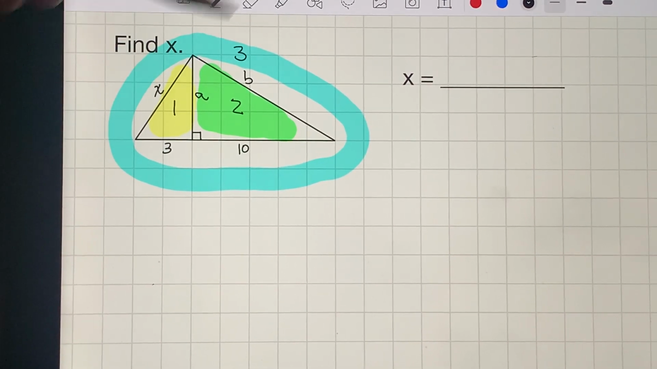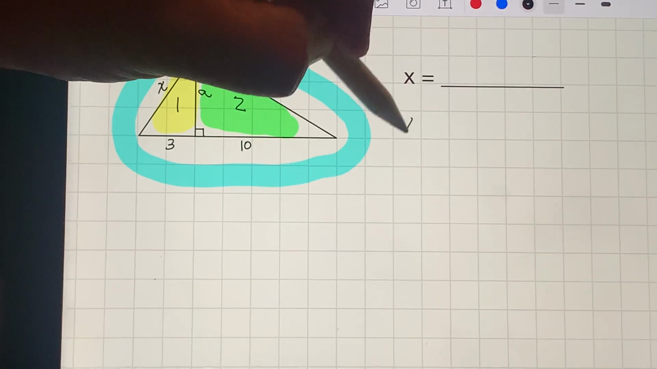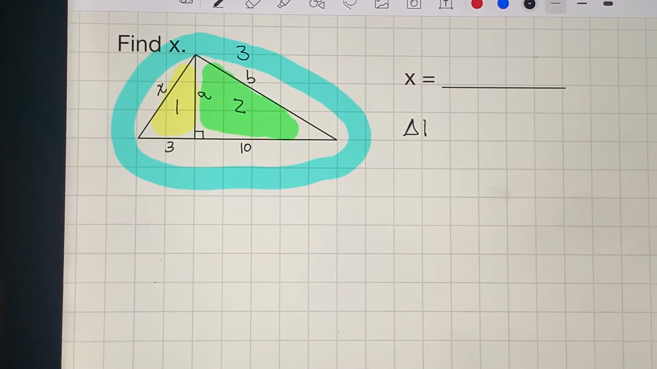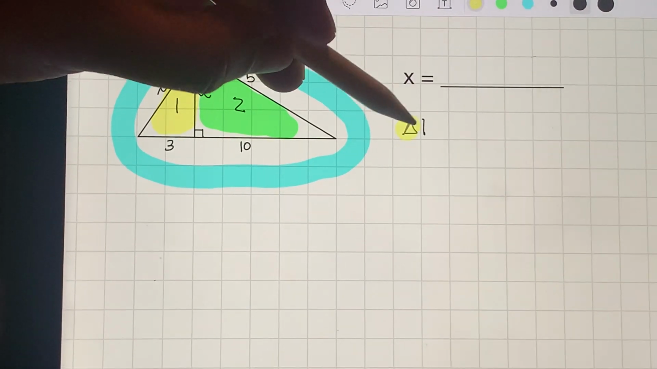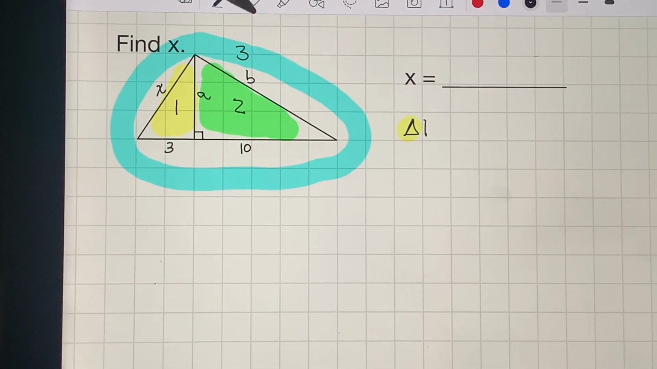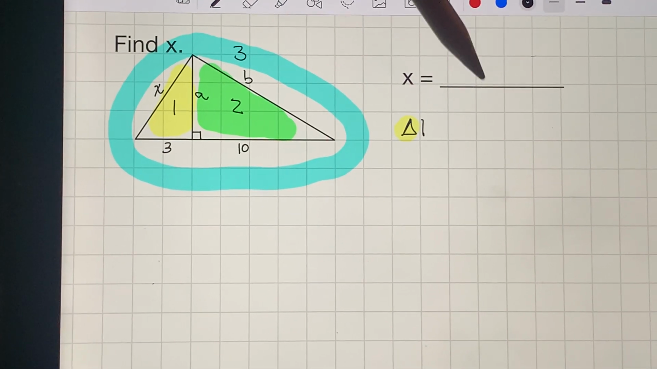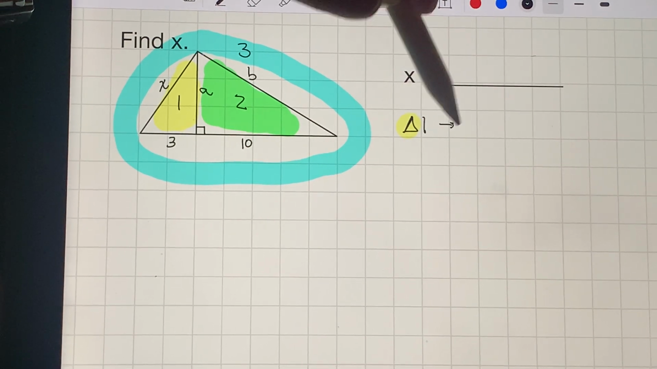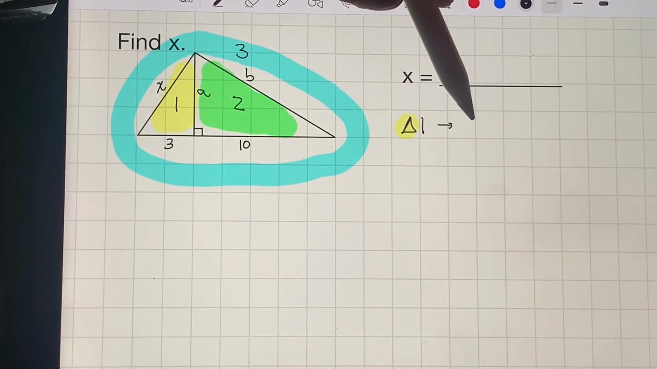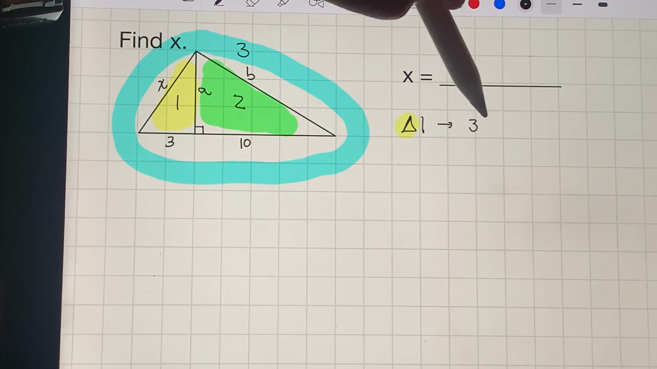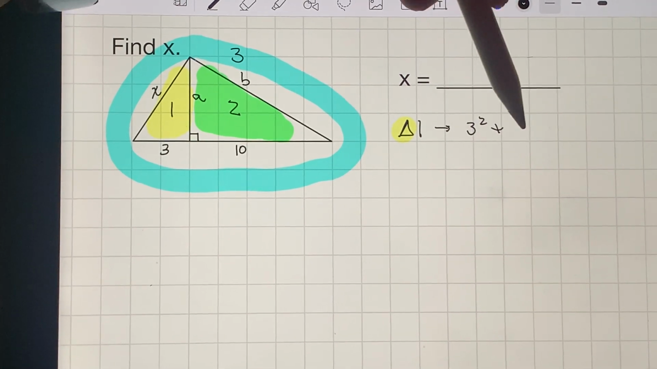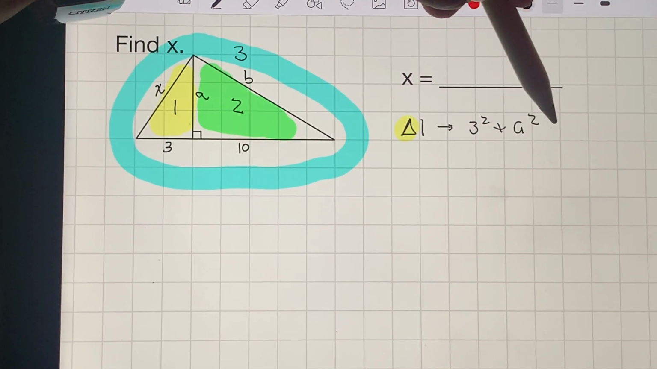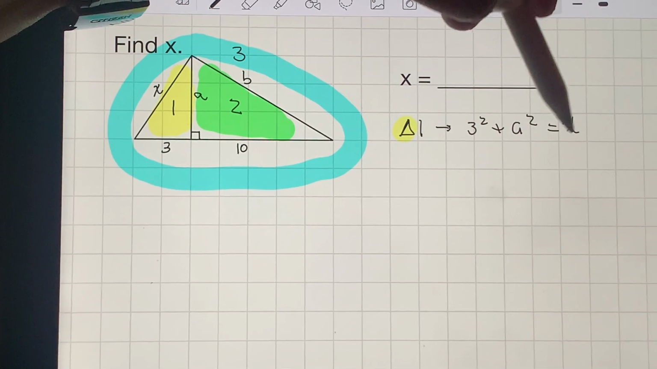So when dealing with triangle 1, I can say that this, if using the Pythagoras, I can say 3 squared plus a squared equals x squared.